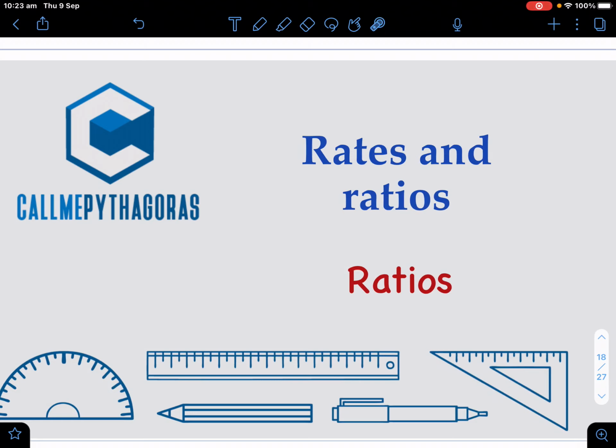Hey guys, so today we're going to be talking about ratios as part of rates and ratios.